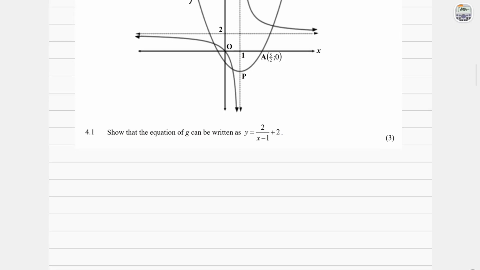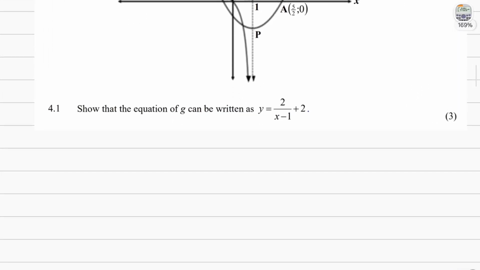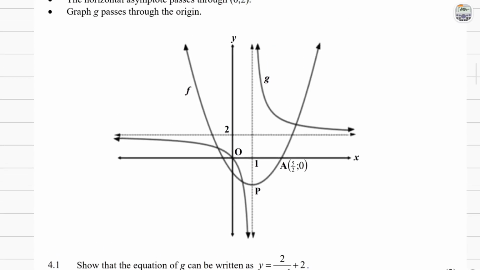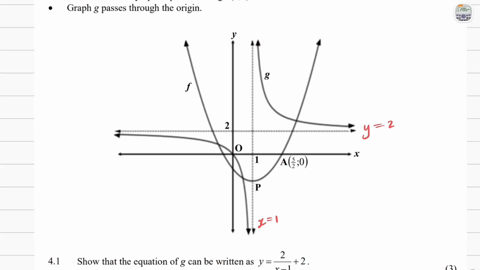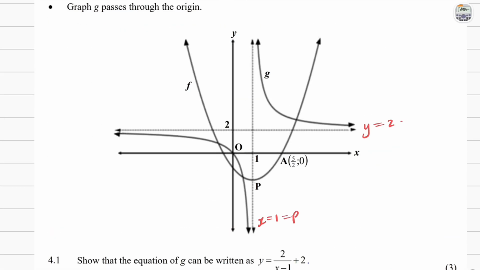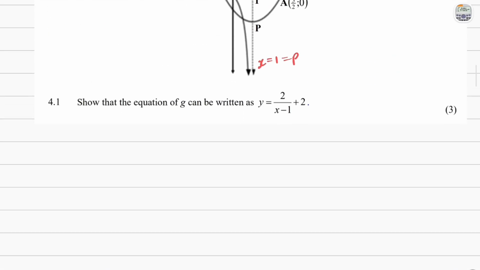And the first question is 4.1. Show that the equation of g can be written as this. Well, we were already told the equations of these asymptotes. We were told the x and y values they pass through. So this passes through x equals 1. This passes through y equals 2. So we know that p is equal to 1 and q is equal to 2. So let's put that down.